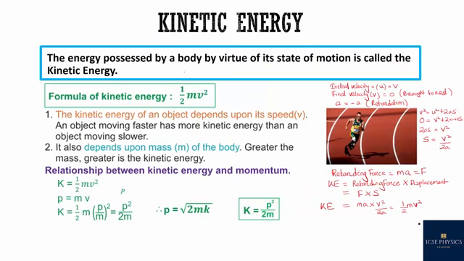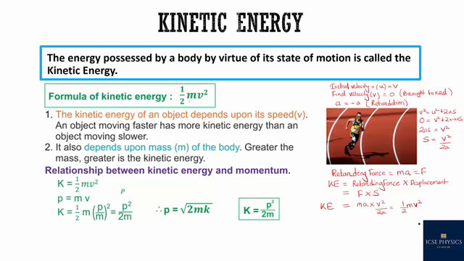The energy possessed by a body by virtue of its state of motion is called kinetic energy. It's given by the formula half mass into velocity square. From this formula we can know that kinetic energy depends upon mass and velocity. More the mass, more is the kinetic energy. More is the speed or velocity, more is the kinetic energy. How did this formula come?